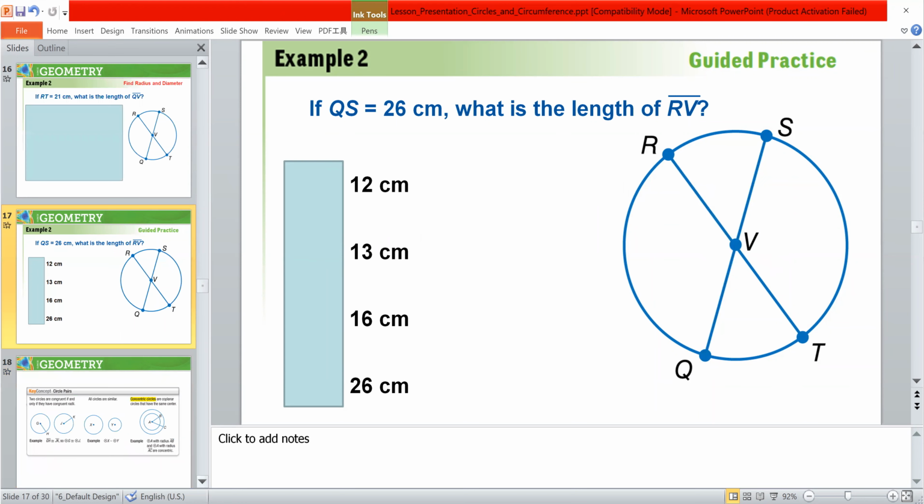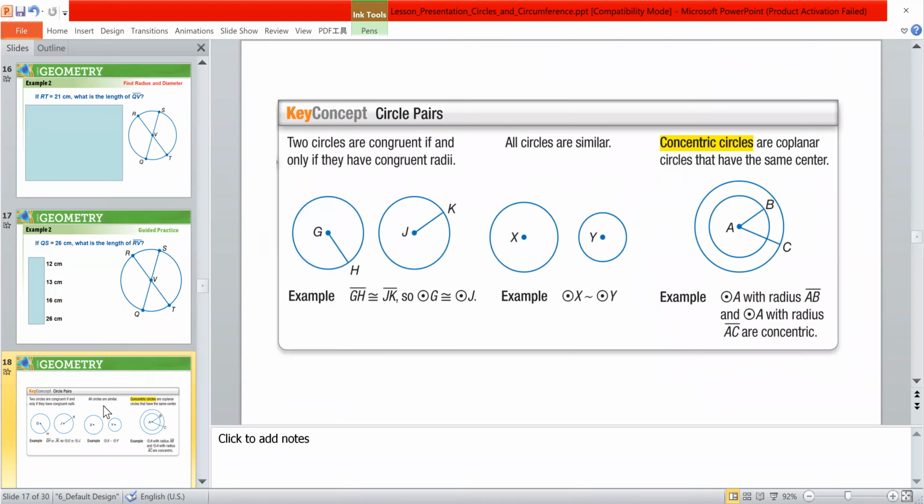We're going to another example. This is the last item in our lesson. Two circles are congruent if and only if they have congruent radii. So we can say that two circles are congruent if they have the same radius. The first radius is 3 centimeters and the second also is 3 centimeters. So these two circles are congruent.